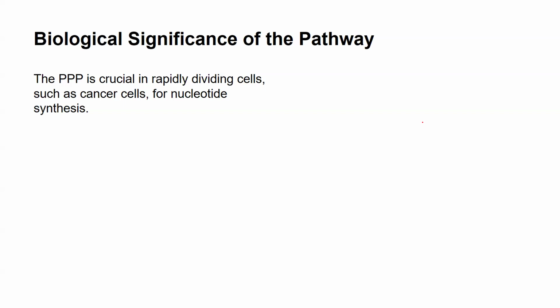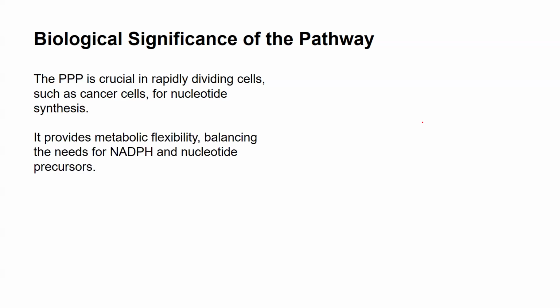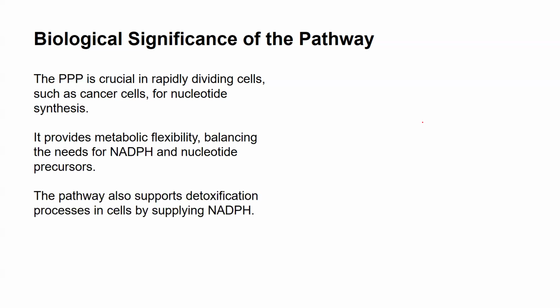So that's why sometimes if you really want to cure cancer or develop cancer drugs, you can decide to target the pentose phosphate pathway so that the ribose sugar as well as NADPH will not be there. So therefore, there will be no reductive biosynthesis. And also the pathway provides a metabolic flexibility, balancing the need for NADPH and nucleotide precursors. So the pathway also supports the detoxification process in cells by supplying NADPH.